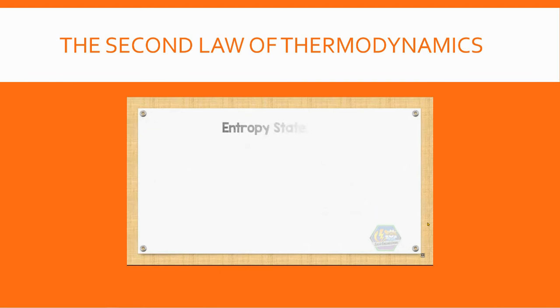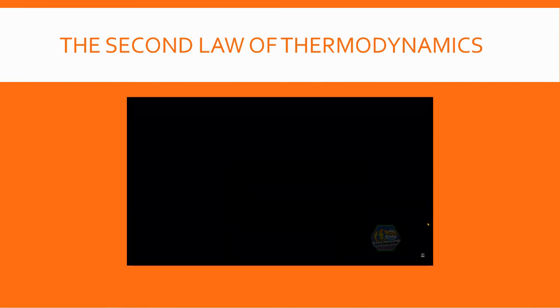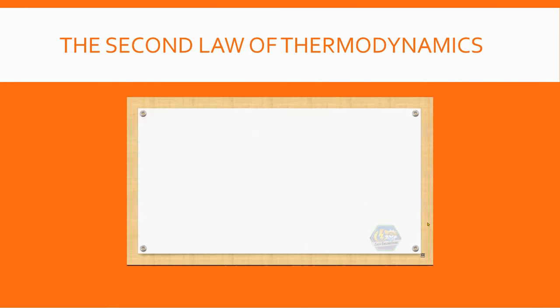Third statement is the entropy statement. It is impossible for any system to operate in a way that entropy is destroyed. So, to make it easy, we made two easier statements that would help us more in understanding this law. So first is, well, let's call this high to low.